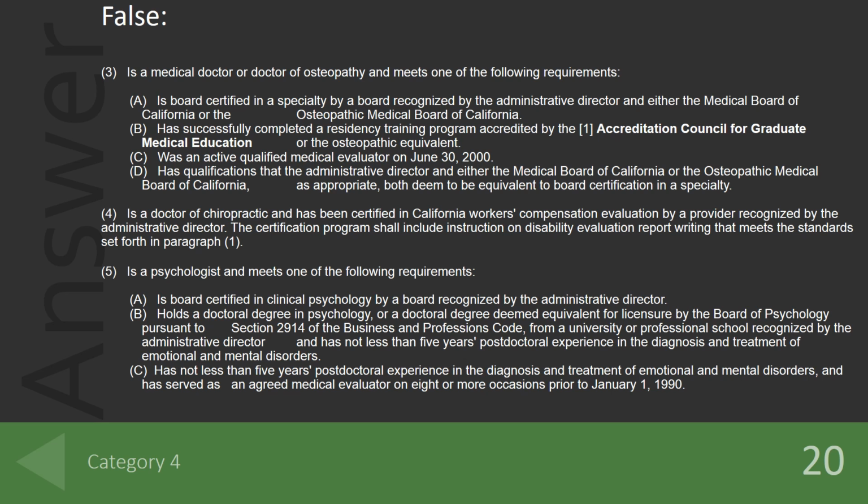I'm sort of the belief that all doctors should have at least 5 or maybe even 10 years of clinical practice, but the administrative director does not agree because he or she has not included that in the regulations. Only the psychologists are required to have at least 5 years postdoctoral experience. I, of course, would like to see doctors of chiropractic, medical doctors, and doctors of osteopathy have at least 5 years of clinical experience, but that is not the position of the administrative director. Okay? Okay, let's move on to our next question.